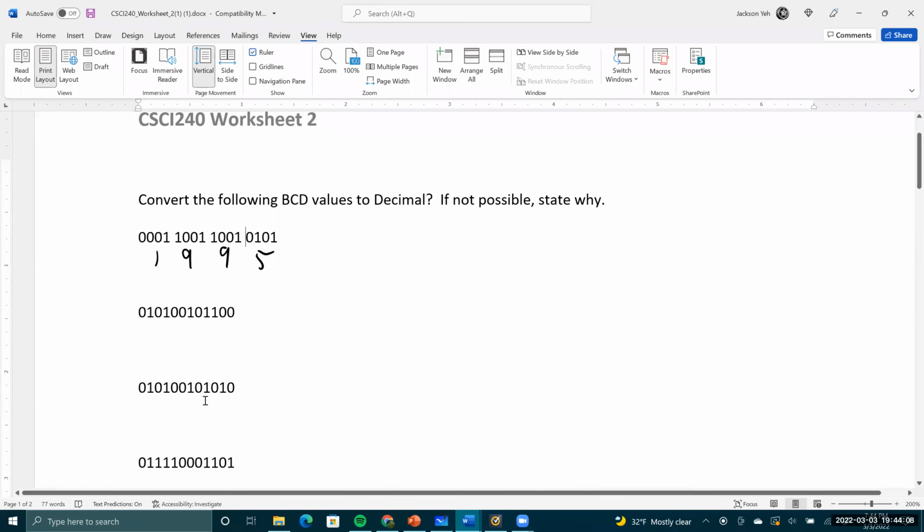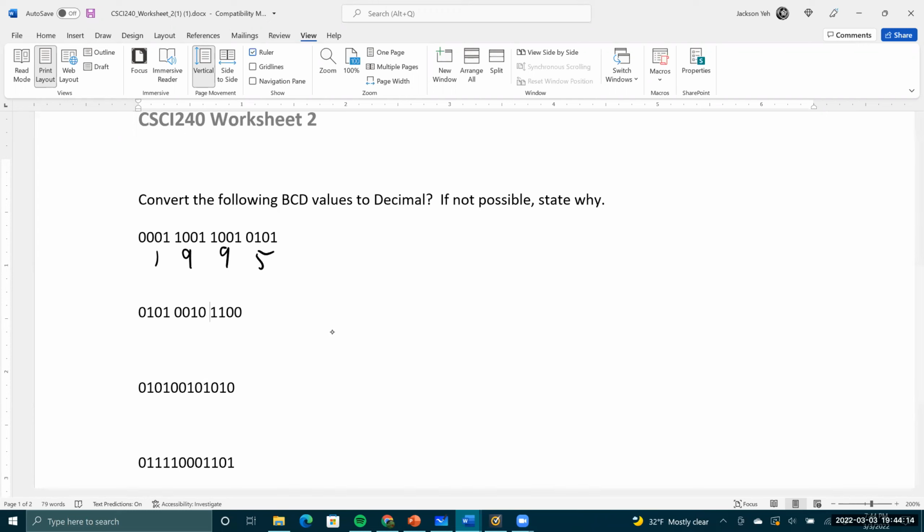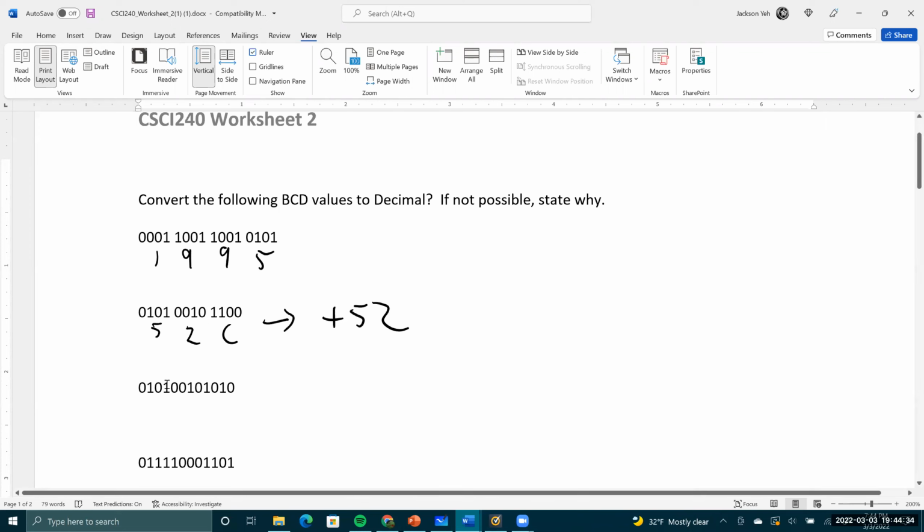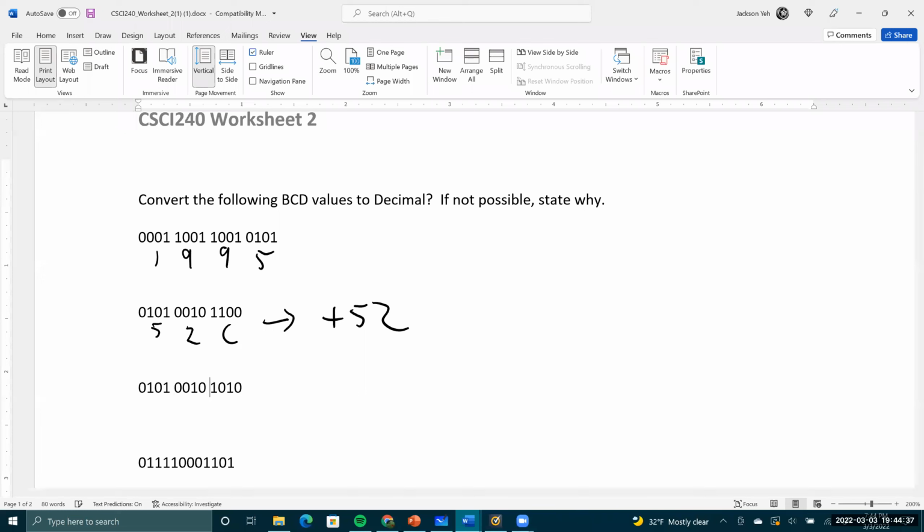The first one's easy. Next one. This is 5, 2, and this is C. So what value is represented by 52C? Positive. Yeah, it's positive 52, because this is an integer. All right, next one. We have 5, 2, and this is A. Is this a valid BCD? No, because A is not a BCD value.